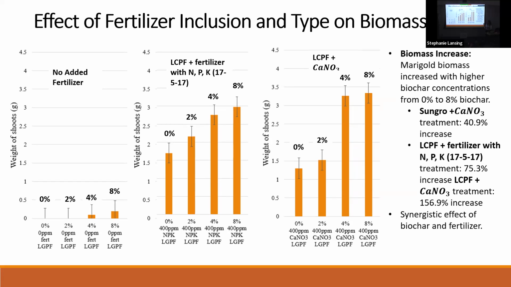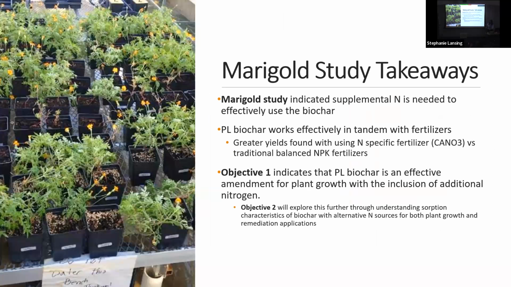In this case, we do see definite improvement of plant growth, very different from the poinsettia graph, and we'll continue forward with addressing an additional nitrogen component. So again, supplemental nitrogen is needed, and we can see that poultry litter biochar is an effective amendment as long as we have that extra component to address that NPK imbalance.